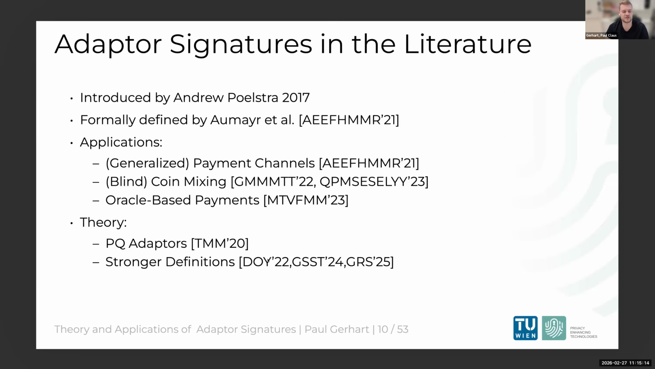Yeah, and the problem I told you was like exchanging a coin for witness sounds a bit abstract, right? Like, why should we do it? And this problem was introduced and solved with adapter signatures in 2017 by Andrew Poelstra, and Lukas Aumayr and a bunch of other people formalized adapter signatures in 2021. And then once they were formalized, people saw, okay, great, if we solve this fairness problem, we can actually bootstrap this and solve all kinds of problems. One of them is payment channels for which adapter signatures were designed. However, we can also do coin mixing, Oracle-based payments, and a lot of other stuff, actually. After we got a bunch of applications, people also considered theory and built post-quantum adapter signatures or stronger definitions.